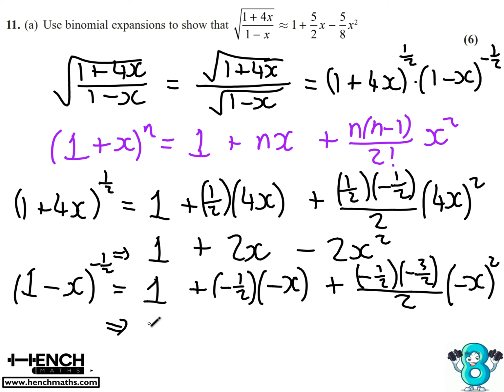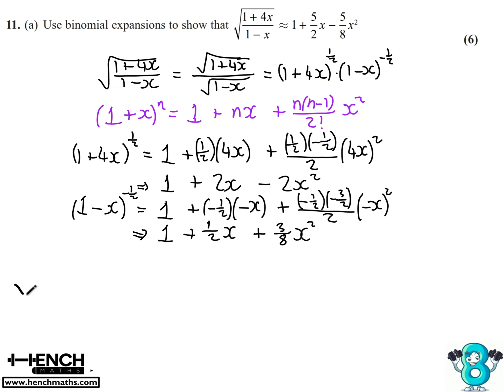So what's that going to simplify to? We're going to get 1 again. Negative half times negative x will be positive a half x. Negative a half multiplied by negative 3 over 2 would be positive 3 over 4. So it would be positive 3 over 8. Multiplied by negative x squared, which becomes positive, so we're going to get positive 3 over 8x squared. And now we've expanded our separate components.